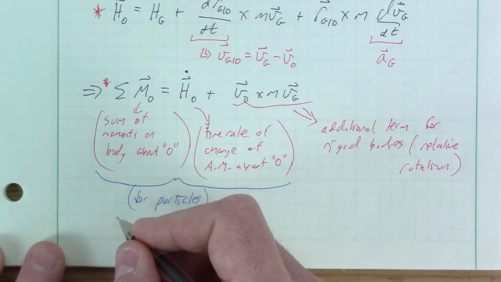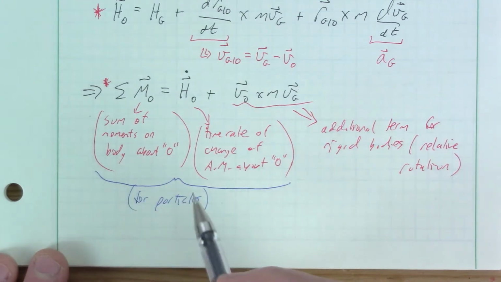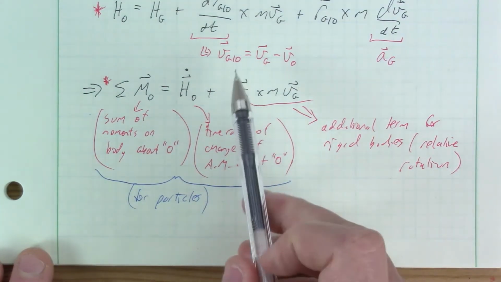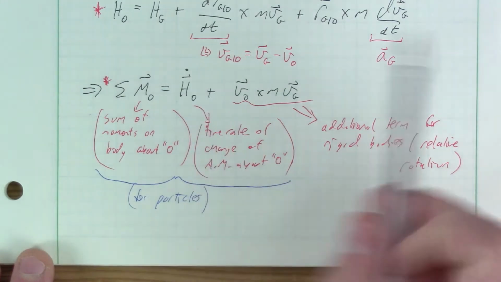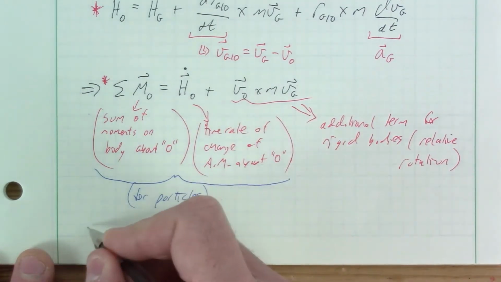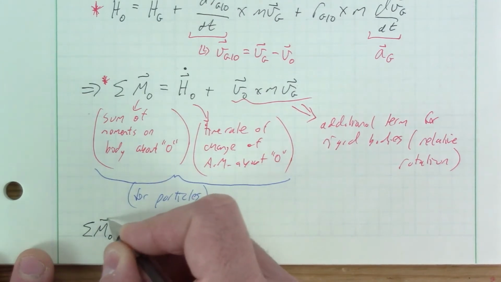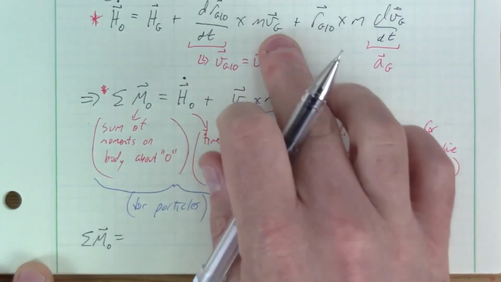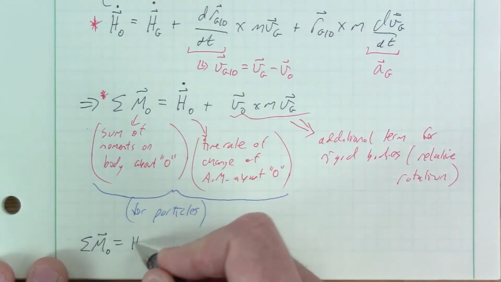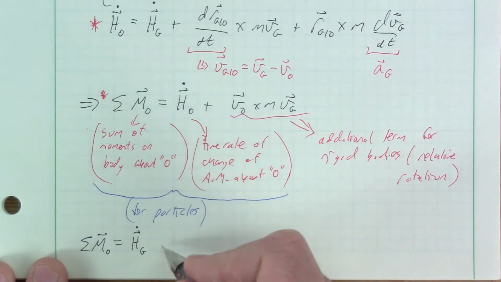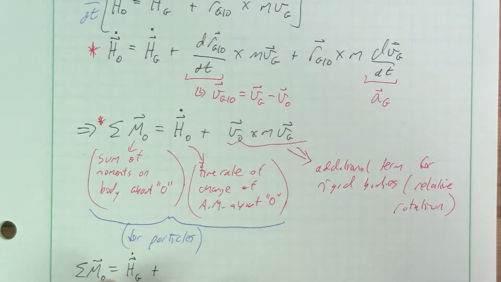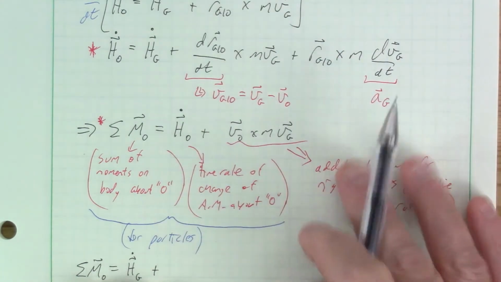Let's just plug it all in, right? So we have the sum of the moments about O equals, now we're going to plug in H_O dot, which is right up here. So this is going to be H_G dot plus, okay, so in order to see this, let's just take a gander back up to here and rewrite this in a different way that'll be nice for plugging it in down here at this point.